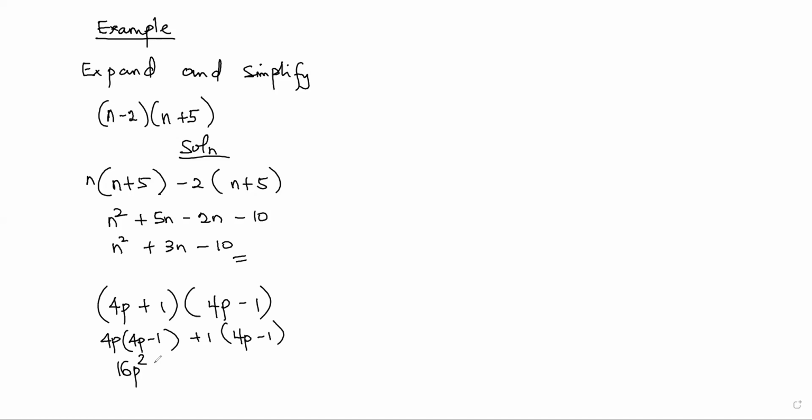4p times minus 1 is minus 4p. 1 times 4p is positive 4p. 1 times minus 1 is minus 1. So minus 4p plus 4p is 0. So we are left with 16p squared minus 1.